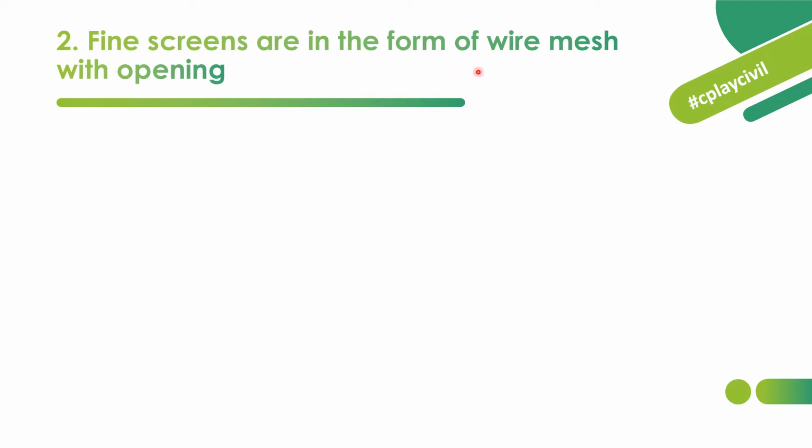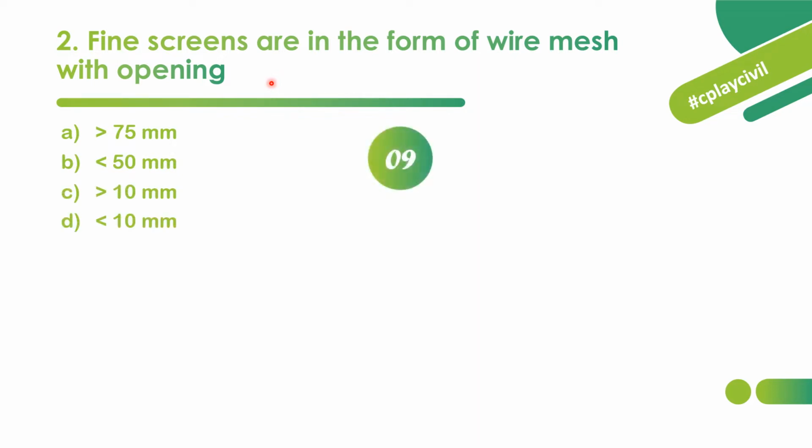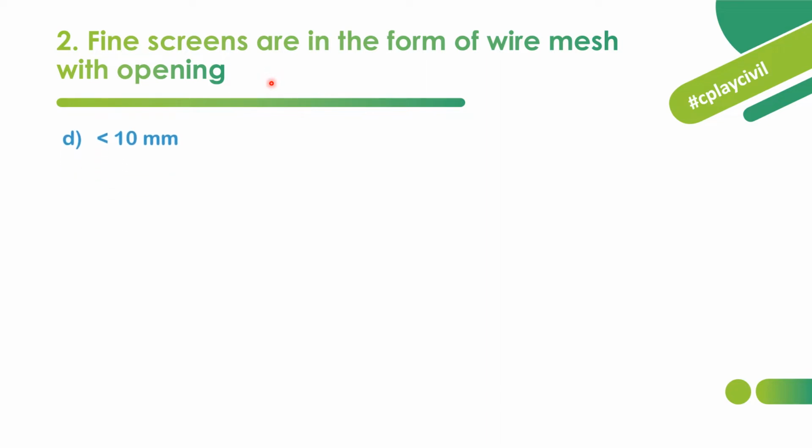Fine screens are in the form of wire mesh with openings. So what is the size of opening in the fine screens? Screening is done as a pre-treatment. So we shall see what the pre-treatment methods are and what devices we use during pre-treatment of water. And here the question is about fine screens. The size of opening in a fine screen shall be less than 10 mm.